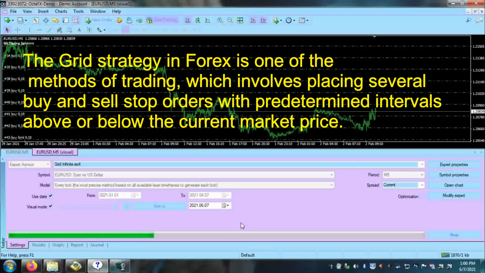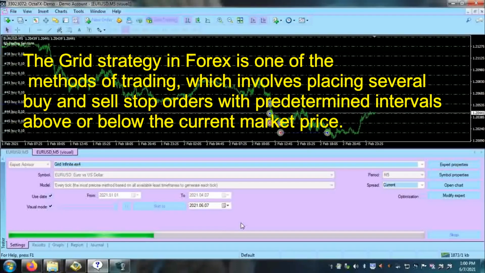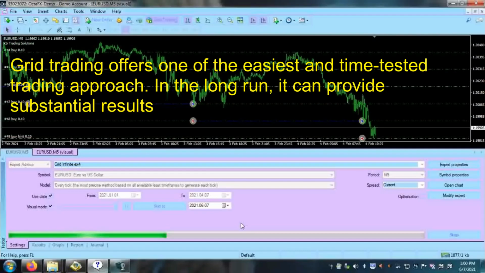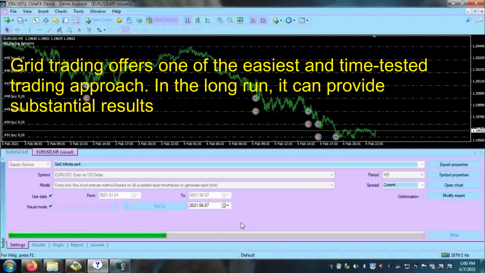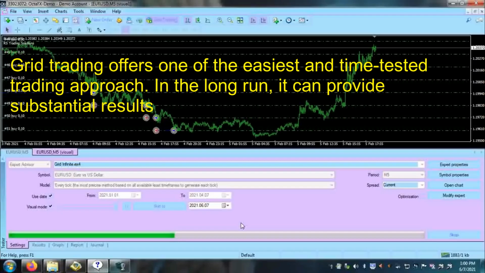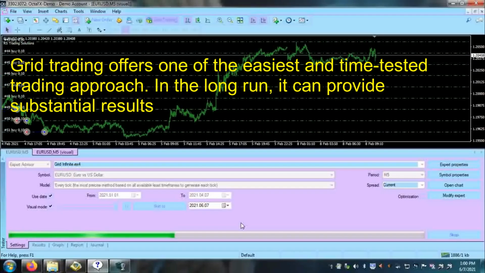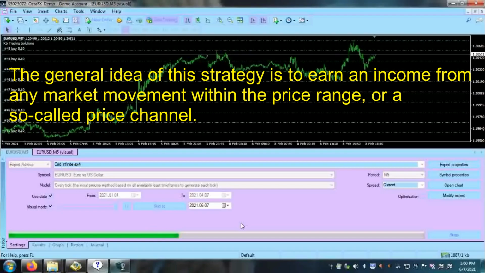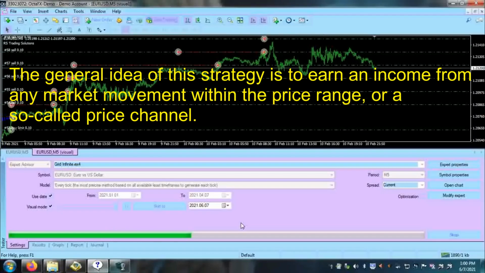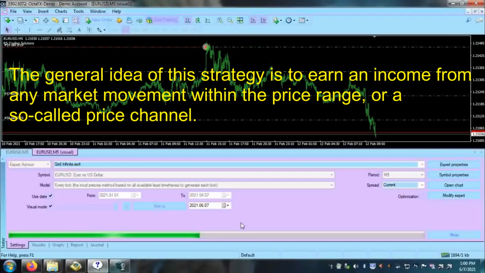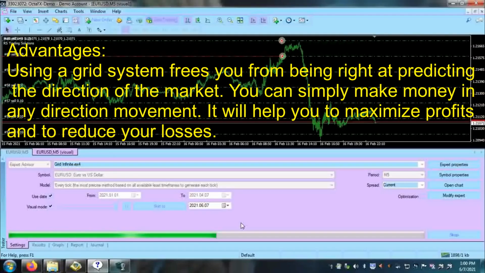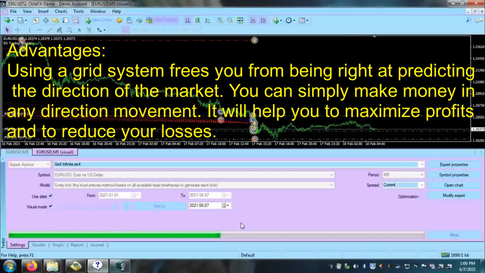The grid strategy in Forex is one of the methods of trading which involves placing several orders, buy and sell stop orders or buy and sell limit orders, at predetermined intervals above or below the current market price. Grid trading offers one of the easiest and time-tested trading approaches. If you use it in the long run, it can provide substantial results for us. The general idea of the strategy is to earn an income from any market within the price range, the so-called price channel.